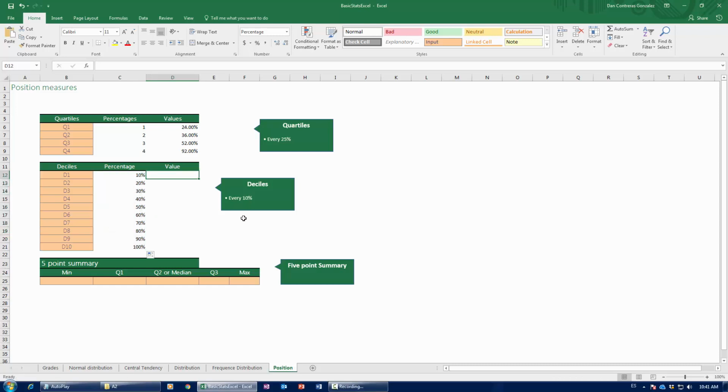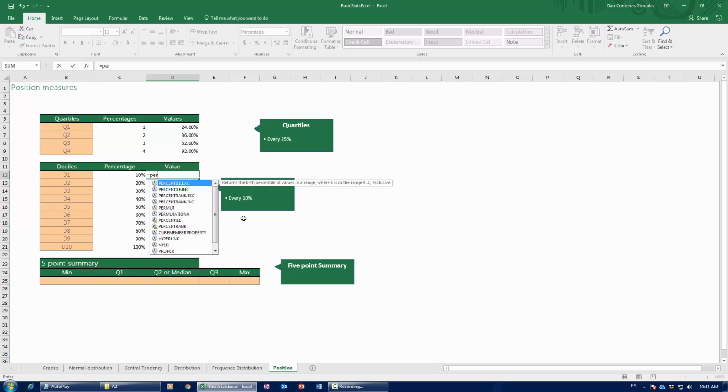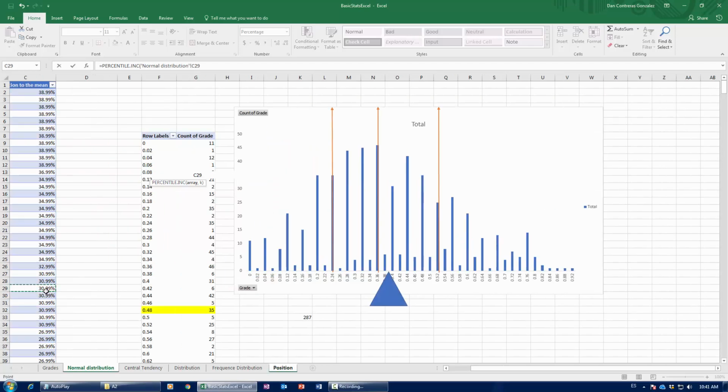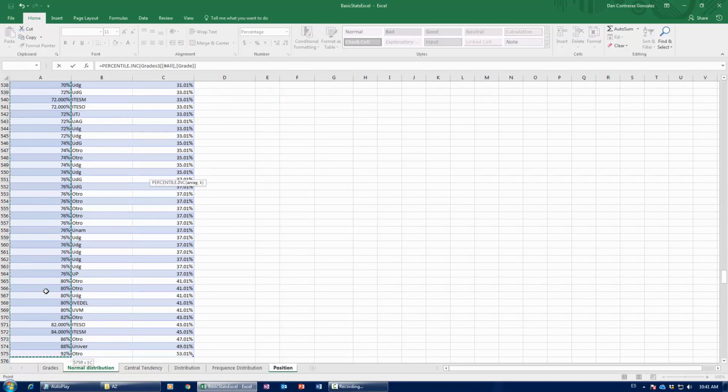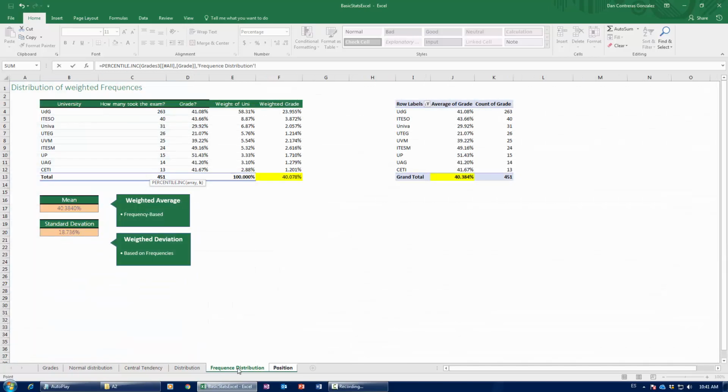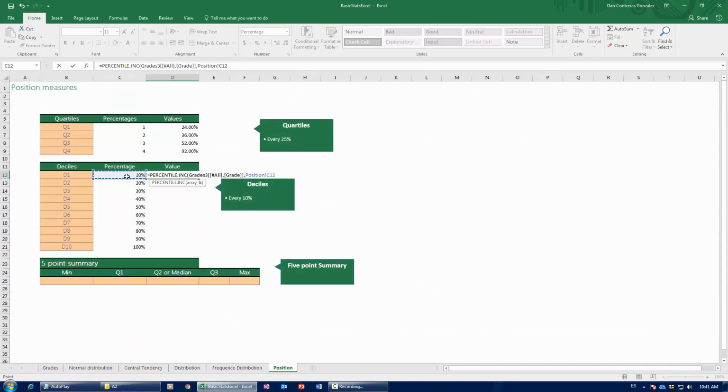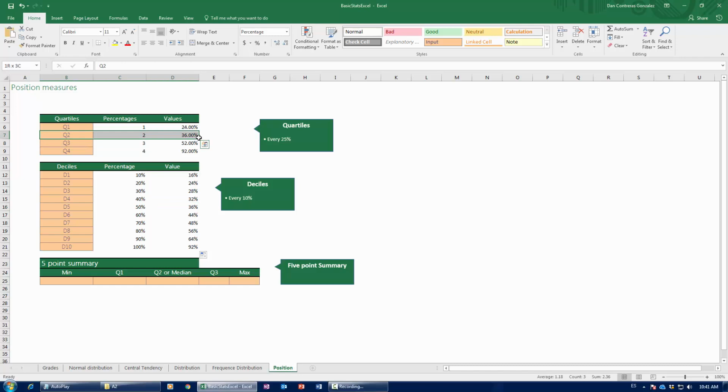So, let's slice this up by deciles. I'm going to grab my percentile inclusive, where my array is this distribution right here, and my position is going to be this one. Now I just have to drag this down. Notice how the 50th percentile matches up to my second quartile, because my second quartile is pretty much 50%.